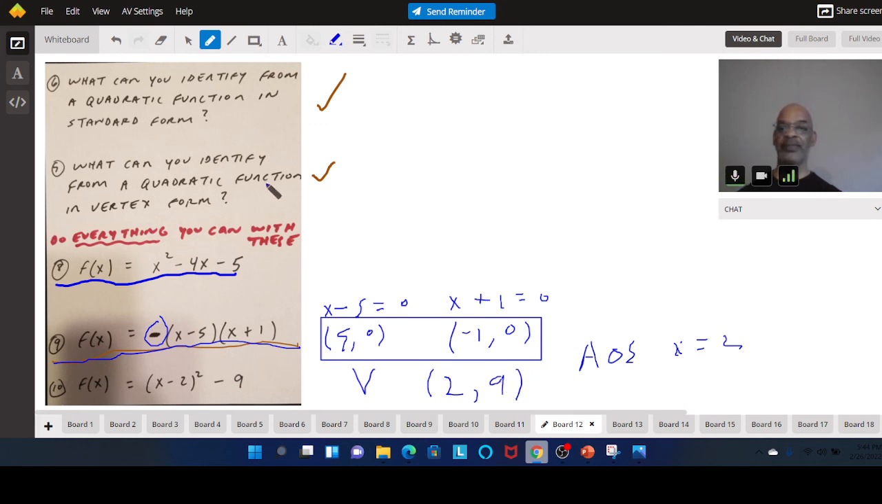Looking at the last function, what can I do? I can recognize this as vertex form. The vertex will be 2 comma negative 9. Parabola opens up. The axis of symmetry goes through the vertex. It will be located at x equals 2.